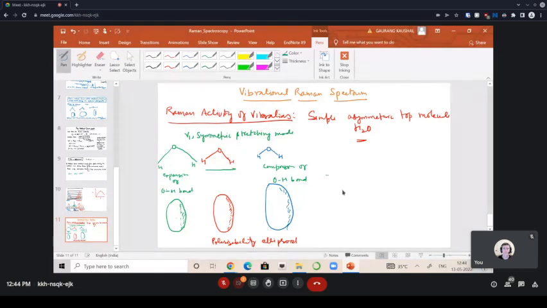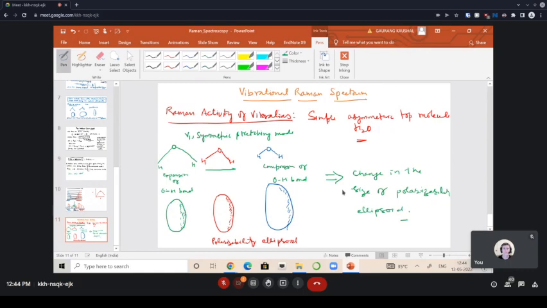So what is happening here? The change in the size of the polarizability ellipsoid is observed. Okay, this is the first mode, stretching mode.